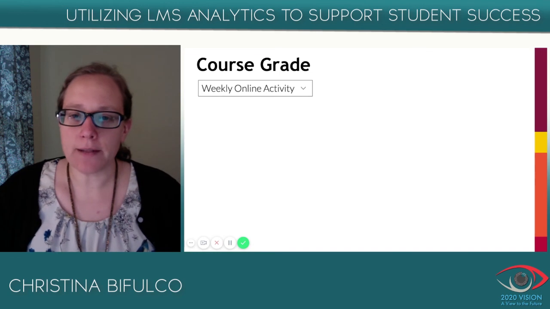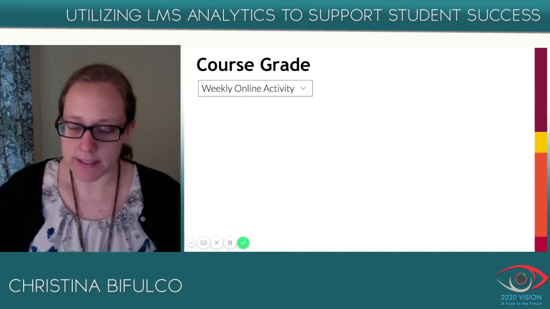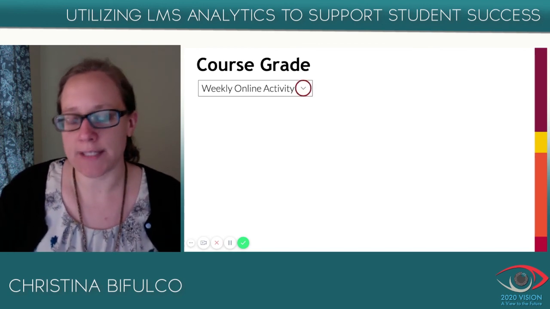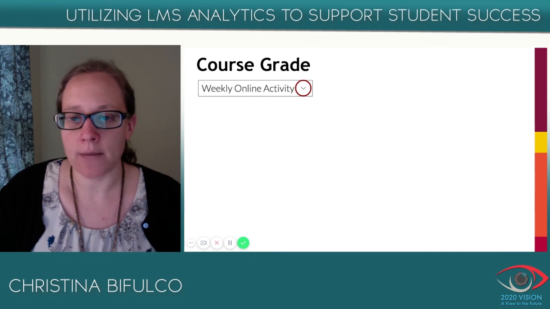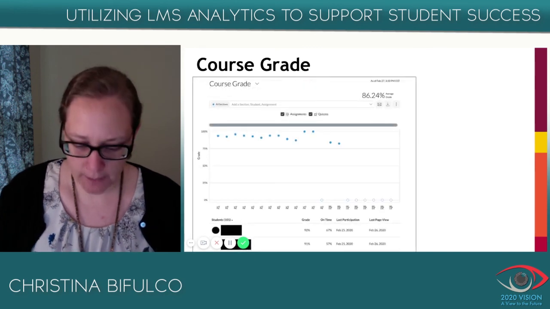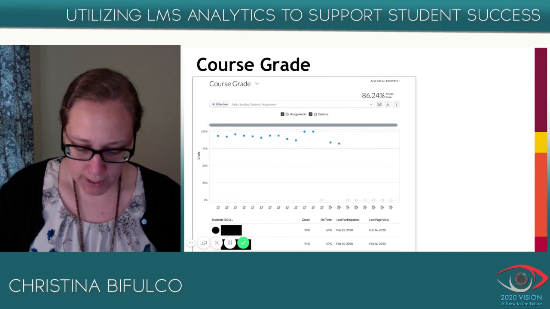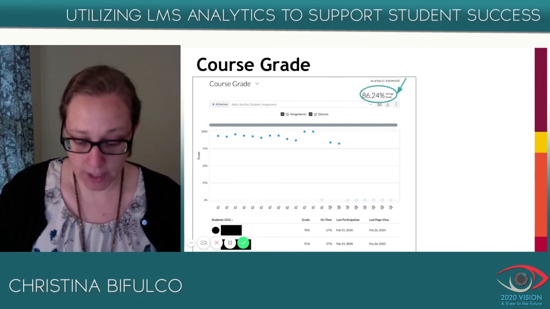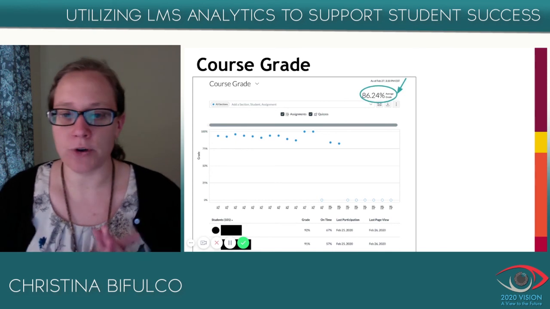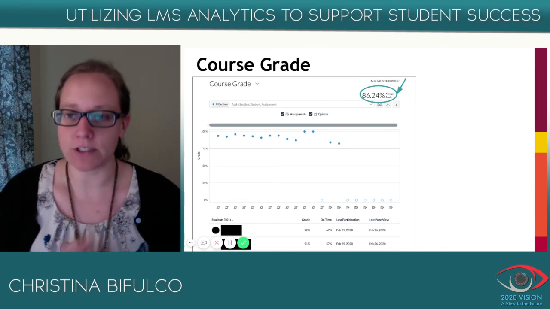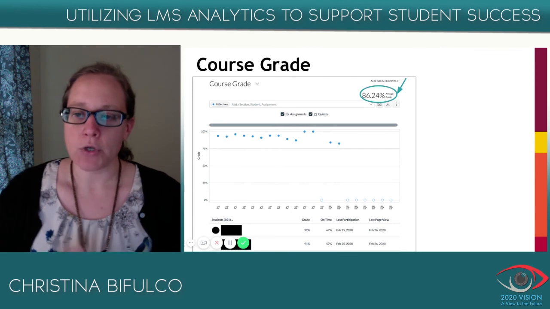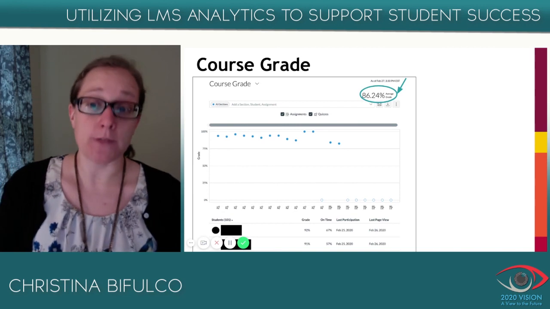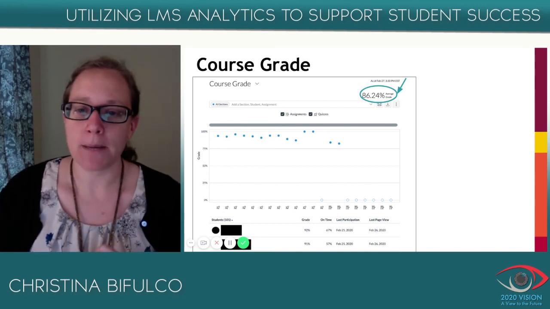So when you click on that weekly online activity, again, the system will default to weekly online activity. But if you click the little down caret on the side there, you can actually select course grade. So at the top, you're going to see the average grade for the course, right? Average grade for all of the sections. Again, it is defaulting to all sections. So a lot of this information, right? This average grade is something that you would see in the grade book as well. That is very true.